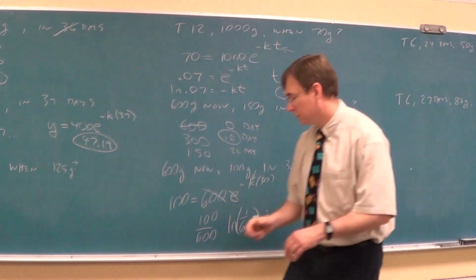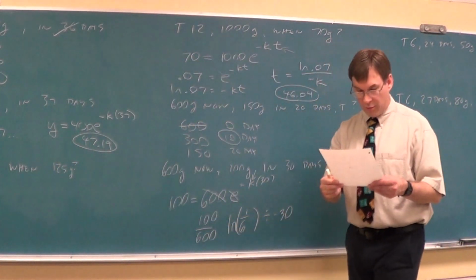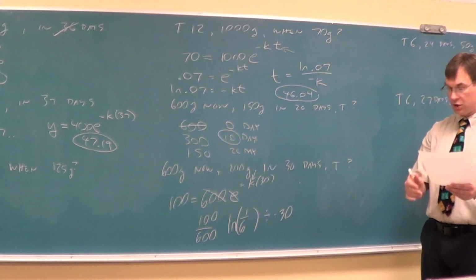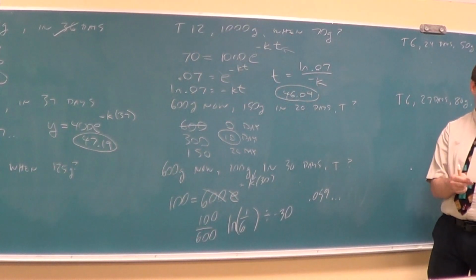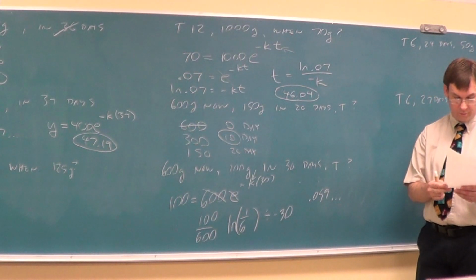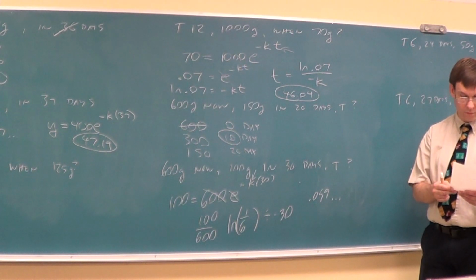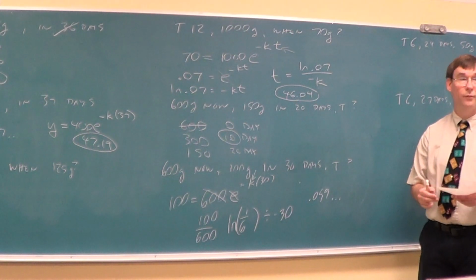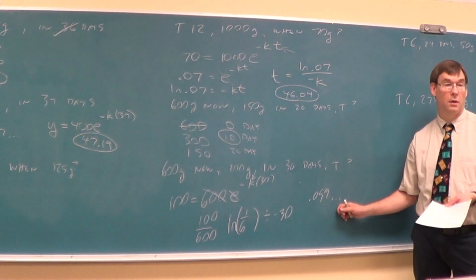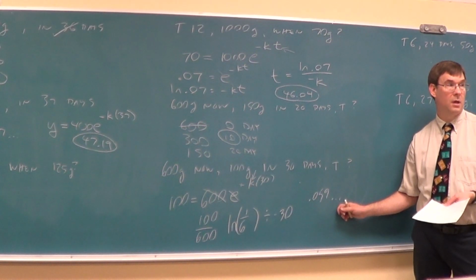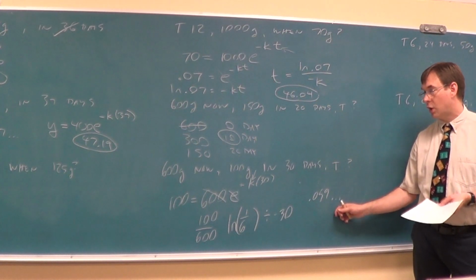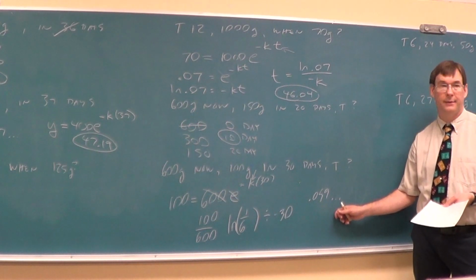Let's push some buttons. So if we push those buttons, we're hoping to show up a .059 kind of thing. .059 showing up for anybody? Yeah. Positive feedback. That's not the answer. We're close. We're very close.